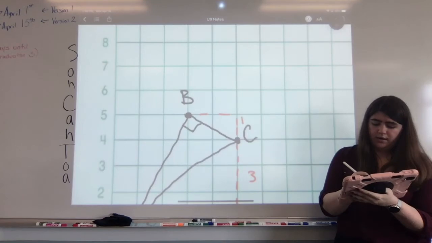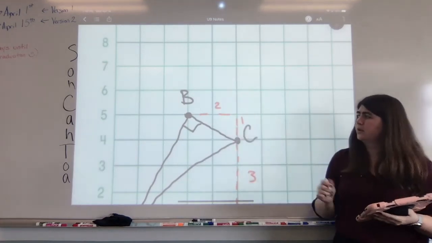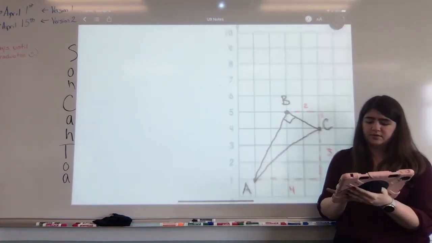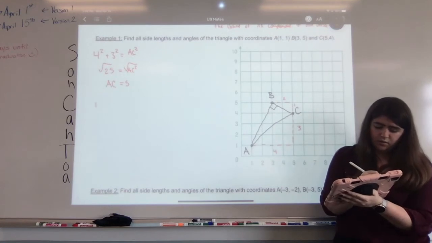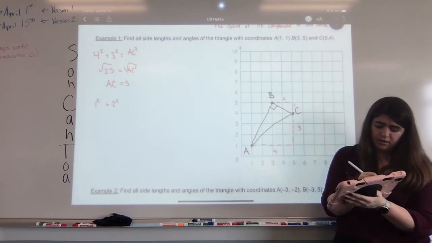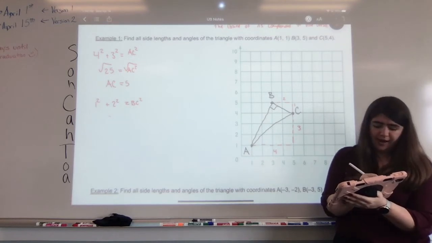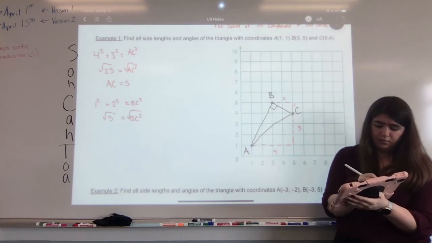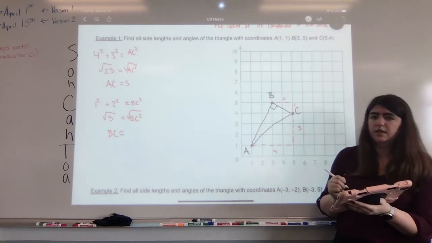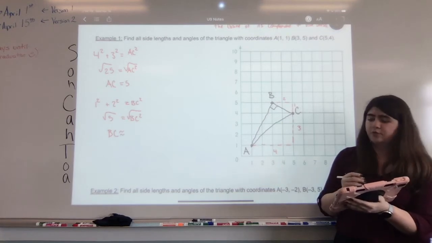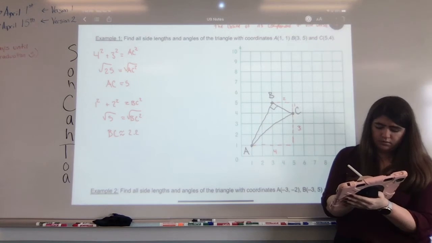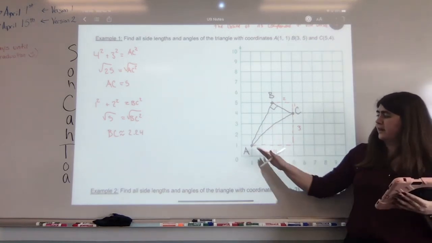Now I'm going to do that again for side BC. We have 1 and 2, so I have 1 squared plus 2 squared is equal to BC squared. 1 squared is 1, 2 squared is 4, so I have 5 is equal to BC squared. I'm going to square root both of those, which means that BC is approximately equal to 2.24. All right, last but not least, I have side AB.